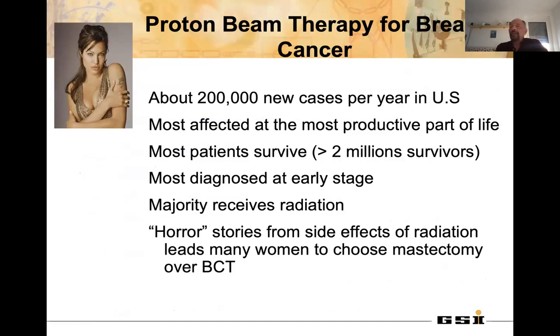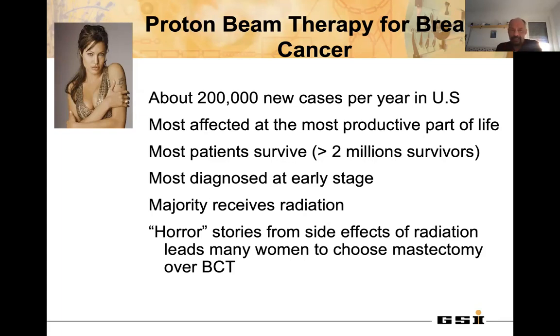this is a case where you have approximately 200,000 new cases per year in the US alone, and it affects women in the most productive part of life, when they are between 40 and 60 years old. Most patients survive. There are 2 million survivors of breast cancer in the US. Most are diagnosed at an early stage and receive radiation. But there are horror stories from the side effects of radiation that lead many women to choose mastectomy immediately, to skip any risk.